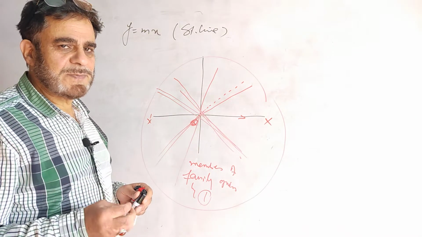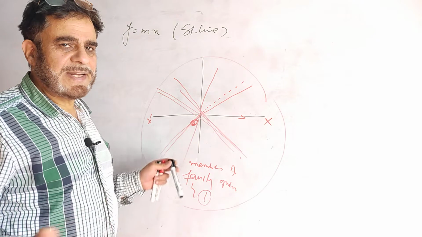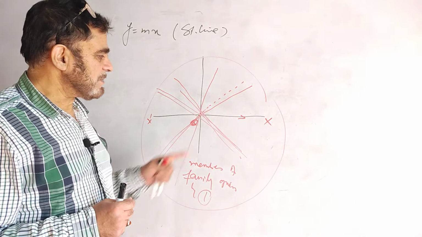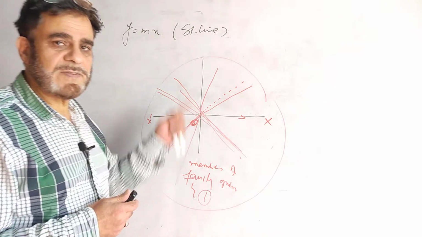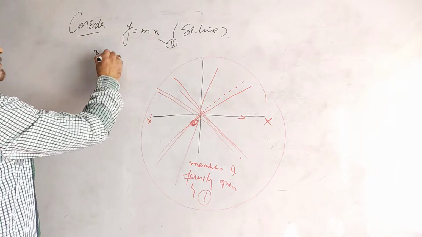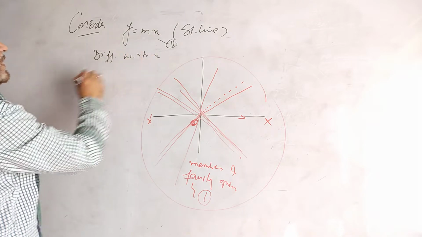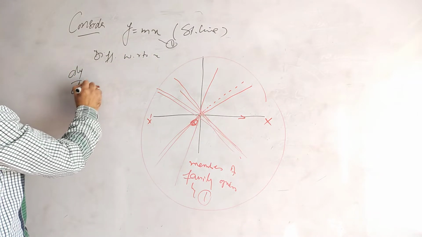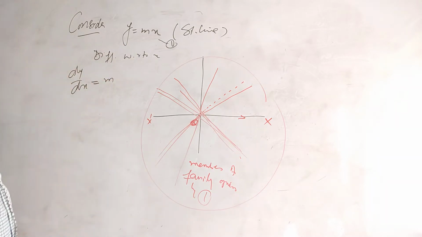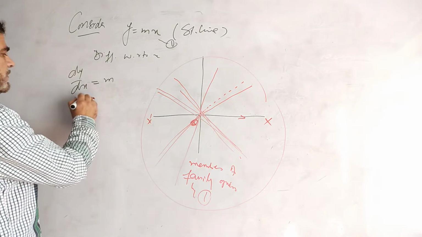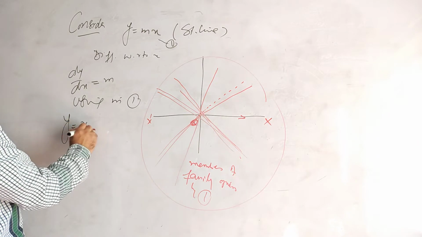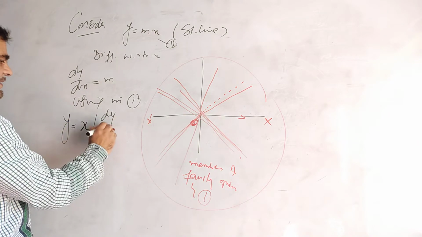In other words, I have to find an equation by eliminating m. When m gets eliminated and you get an equation, that will be the equation which is satisfied by each member, and it will be called the differential equation given by this. You see what I do: I differentiate this. dy by dx is simply m, since x is 1. Using this m in the first equation, you get y is equal to x times m, which is x dy by dx.